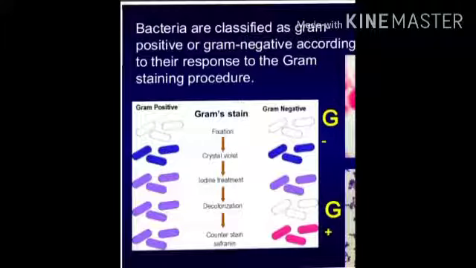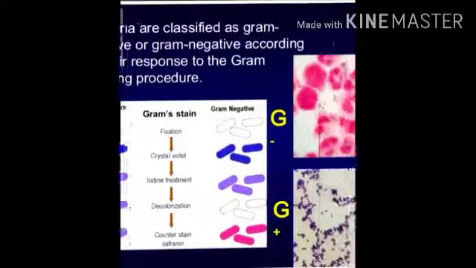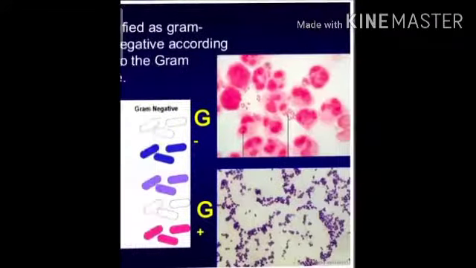After staining, we observe the smear under the microscope. There are two colors, purple and pink. Gram positive bacteria show purple color under the microscope, and gram negative bacteria show pink color under microscope observation.